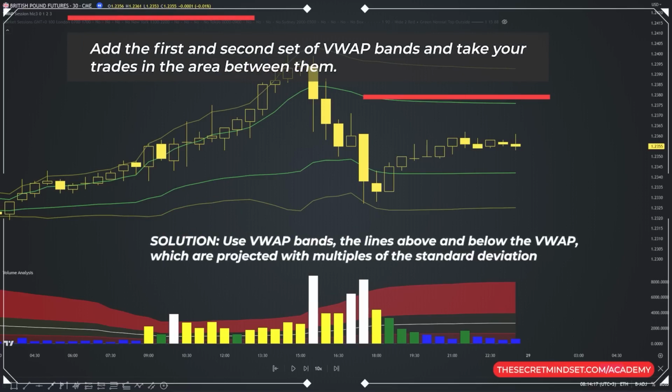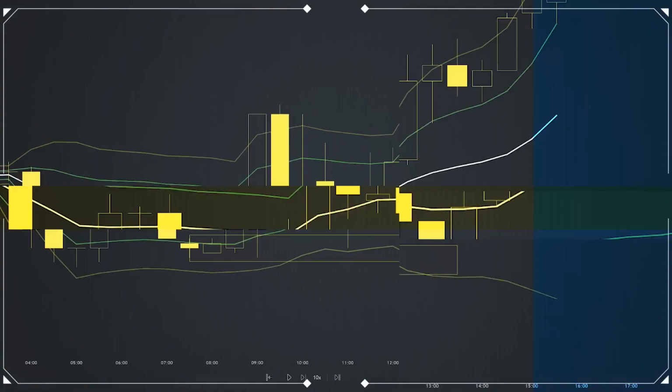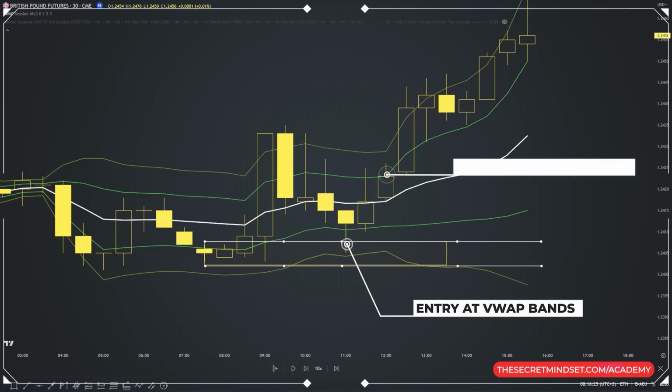I now plot the first and the second set of bands, and I try to take my trades in the area between them. Just look at the difference between these two potential buy positions, one at the first VWAP band, and the other one when price crossed the main VWAP line. This distance is significant. This can and will make the difference between a good trade with a proper risk-to-reward ratio and one delayed entry with a poor trade management.